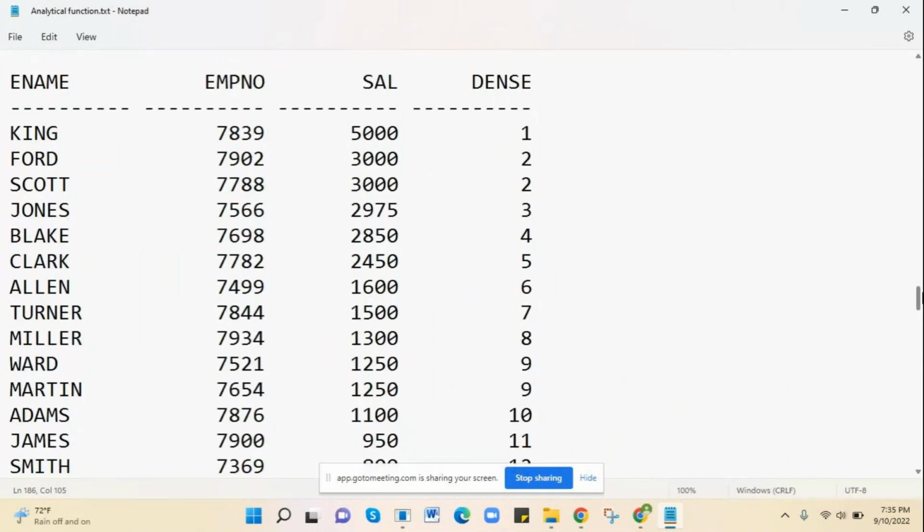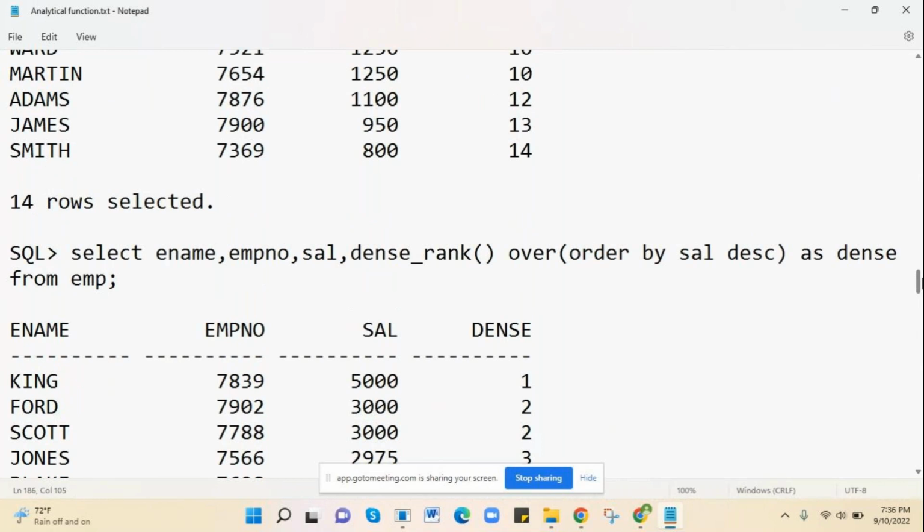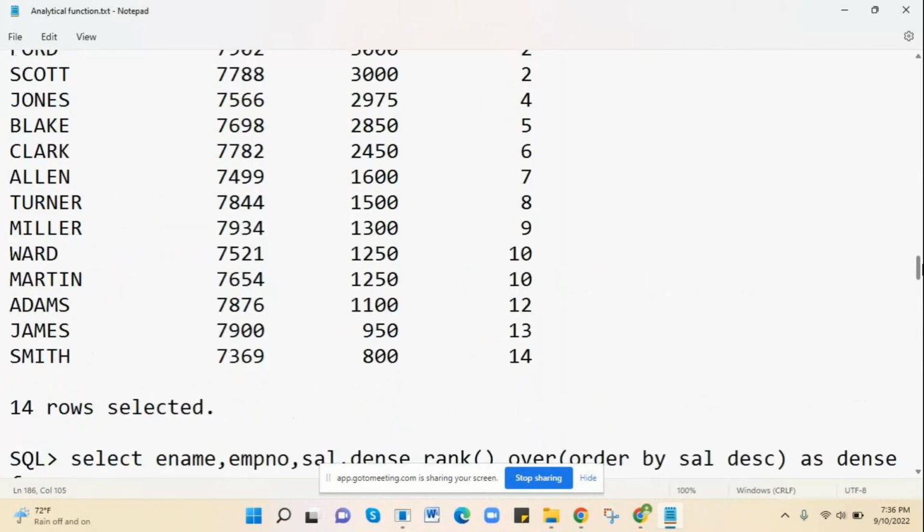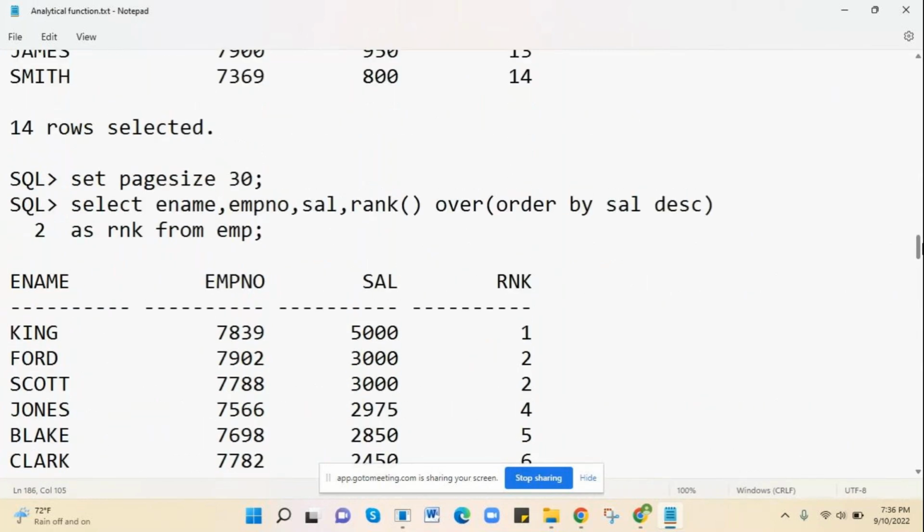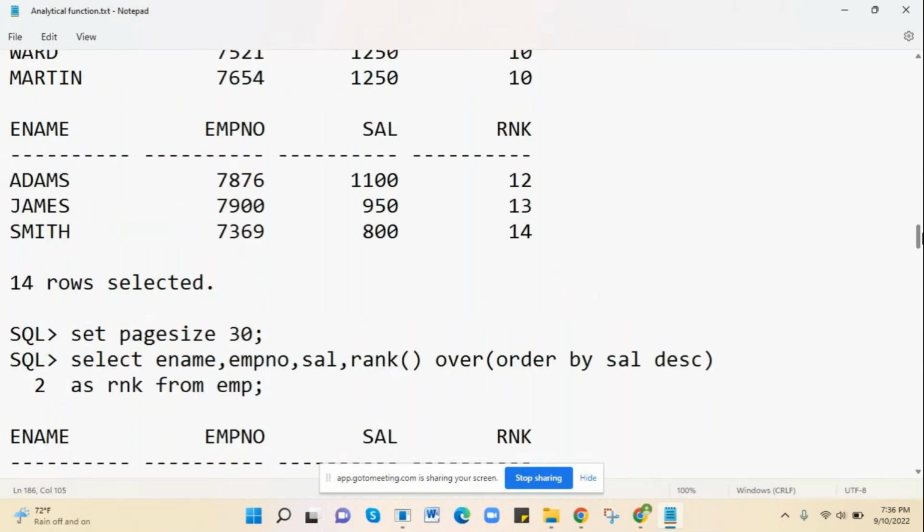Difference between partition by. Okay, what is the difference between rank and dense rank? Okay, can we use partition by in select statement?